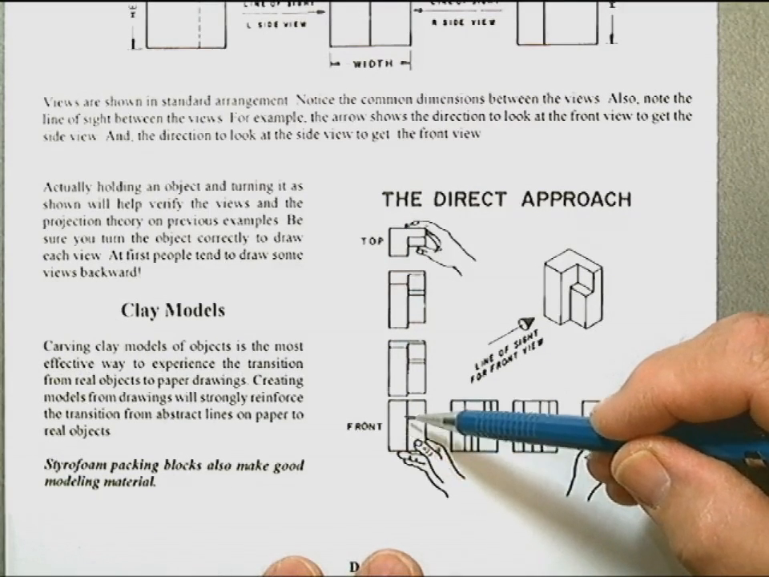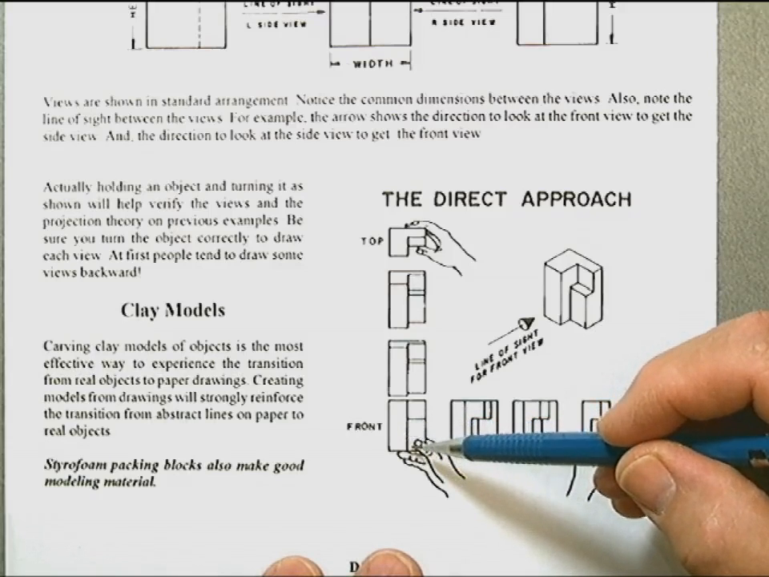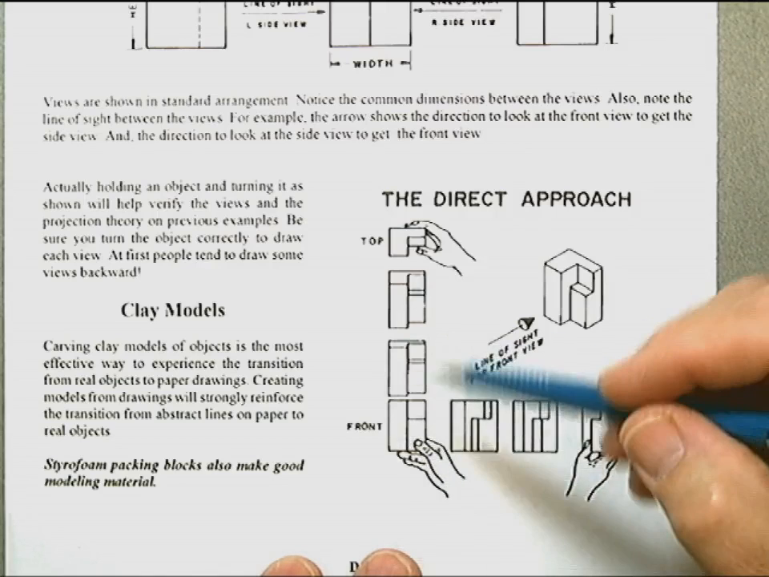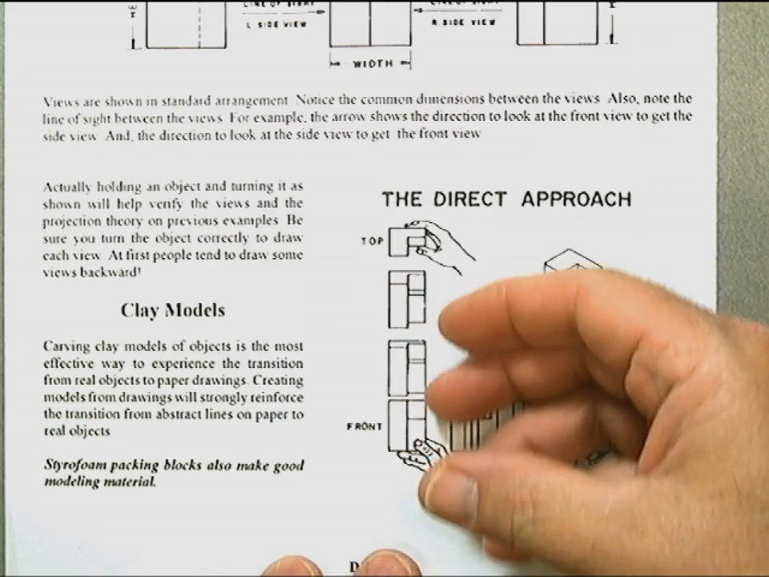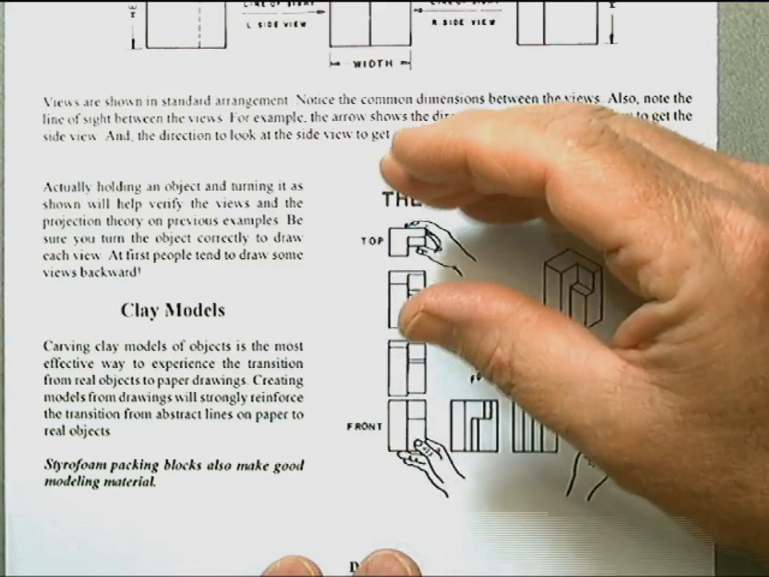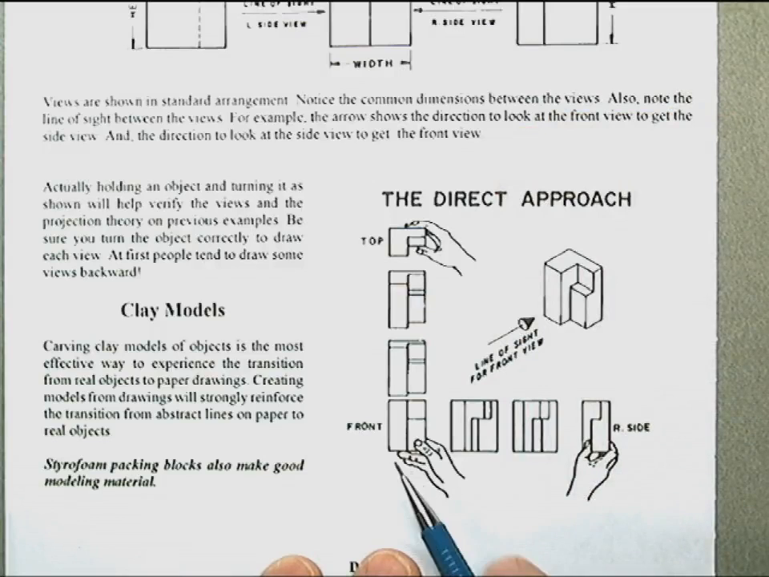front of you and position what you would call the front view, a normal looking kind of position, and then rotating the object in your hand until you get a top view. Also, rotating it to the right to get a right side view.